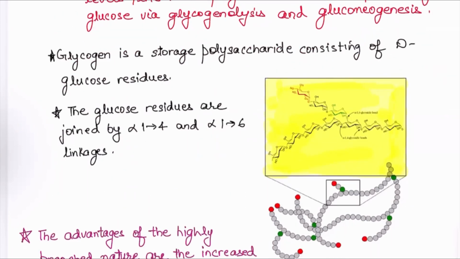First of all, let's understand what is glycogen. Glycogen is a storage polysaccharide consisting of D-glucose residues. It is made up of alpha-1,4 linkages, that is linear chain, and alpha-1,6 linkages, that is branched arrangement of D-glucose.